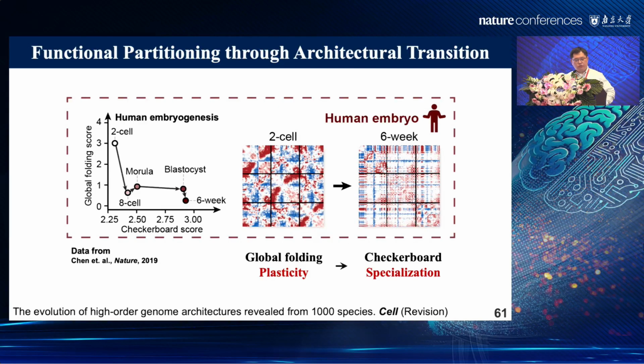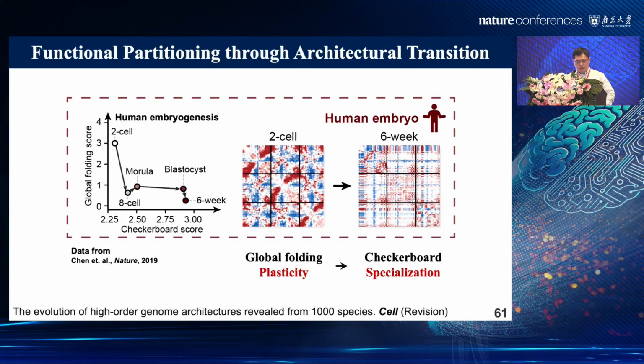So we also look into the development of cells. We take the human embryogenesis data, which is from other people. We notice that at the 2-cell stage, it has a very strong global folding score. Once you reach 8 cells, suddenly the global folding is completely gone. Then as the number of cells goes up and the cells become differentiated until 6 weeks, we can see that the horizontal, vertical, and checkerboard patterns become very dominant.